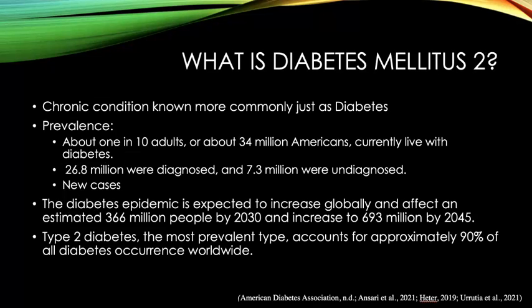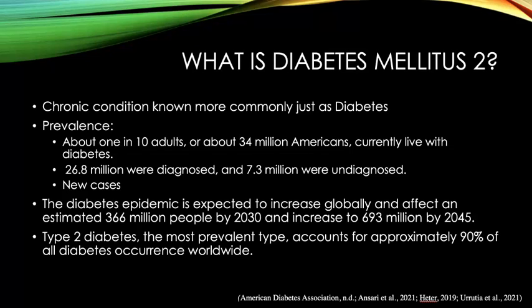What is diabetes mellitus 2? The chronic condition known more commonly just as diabetes. This is a set of metabolic disorders or syndromes recognized as chronic hyperglycemia occurring due to imperfections in insulin action, insulin secretion, or both. About 1 in 10 adults, or over 30 million Americans, currently live with diabetes. 1.5 million Americans are diagnosed with diabetes every year. Left unmanaged, the condition can lead to a variety of serious and costly complications, including renal failure, amputations, and blindness.